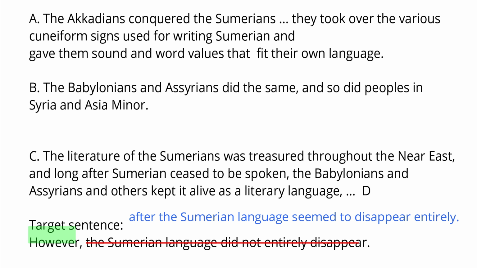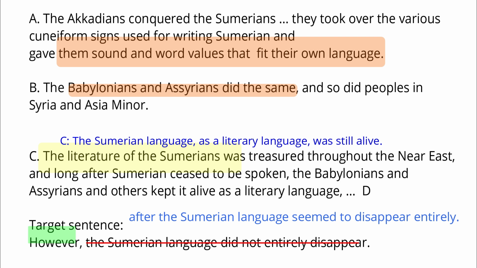A. After the Akkadians conquered the Sumerians, they adopted the Sumerian writing system to write their own language. B. Many other nations also followed this suit. C. For these non-Sumerian language speakers, the Sumerian language was used as a literary language. This fact implies that the Sumerian language was still used.